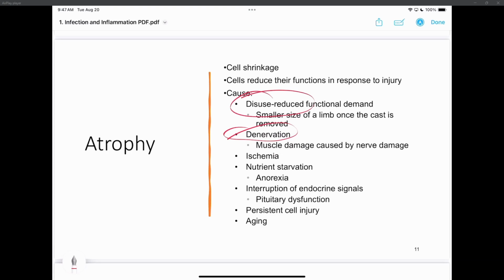That's atrophy. Ischemia, lack of oxygen to tissue. If you don't have oxygen, you don't have blood supply, a tissue can't survive, you get atrophy. Nutrient starvation, anorexia is an example of that. Any problem with your endocrine signals can cause atrophy, cell injury, and obviously aging.